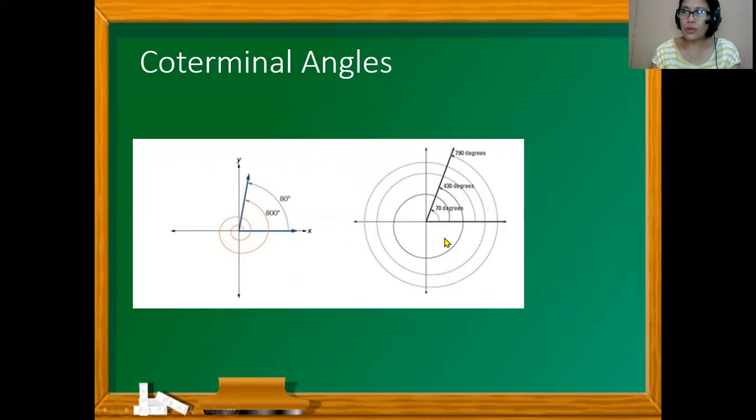As shown also in this figure below, 70, 430 and 790 degrees are coterminal. They have the same initial side and terminal side, but they differ in the amounts of rotation.